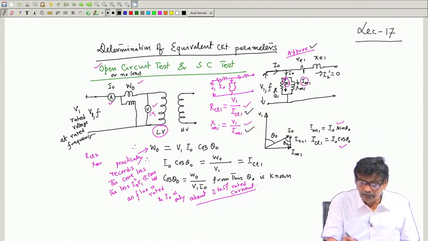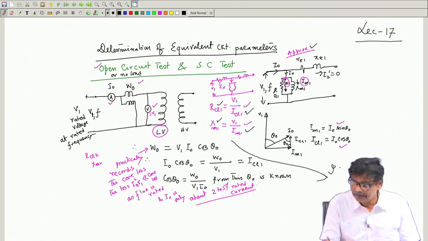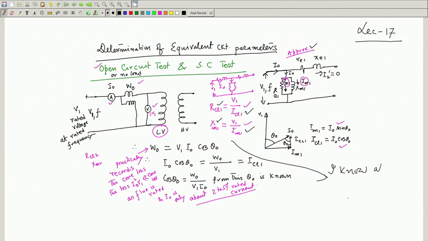So, the moment you have calculated Rcl1 and Xm1, I know also Rcl2 and Xm2. I can always calculate them by multiplying or dividing with a square, as the case may be. Now, today the next test we will discuss is the short circuit test. In the short circuit test, you will get these two parameters, Re1 and Xe1.